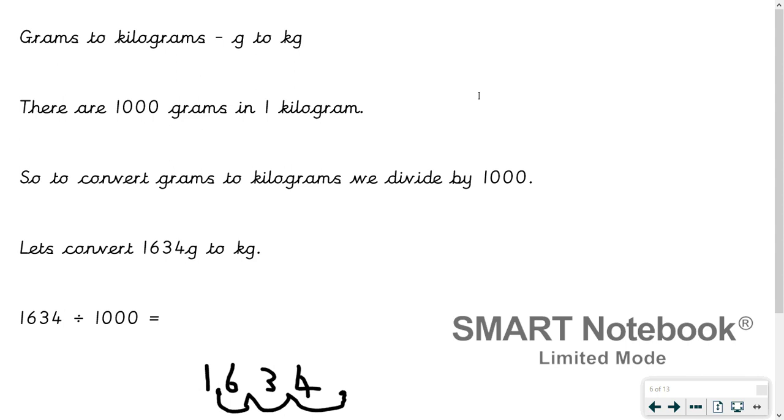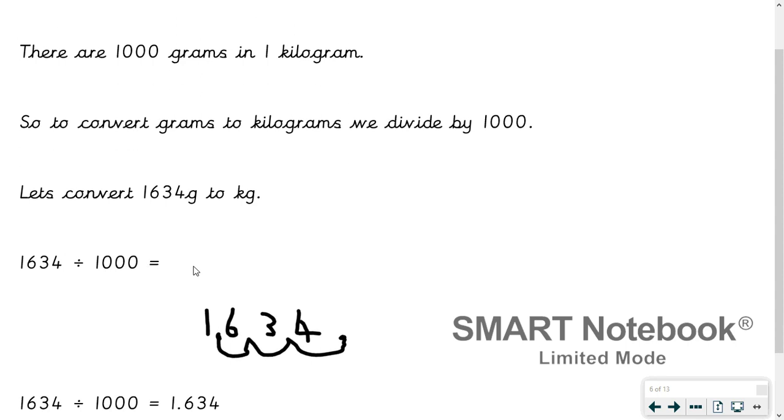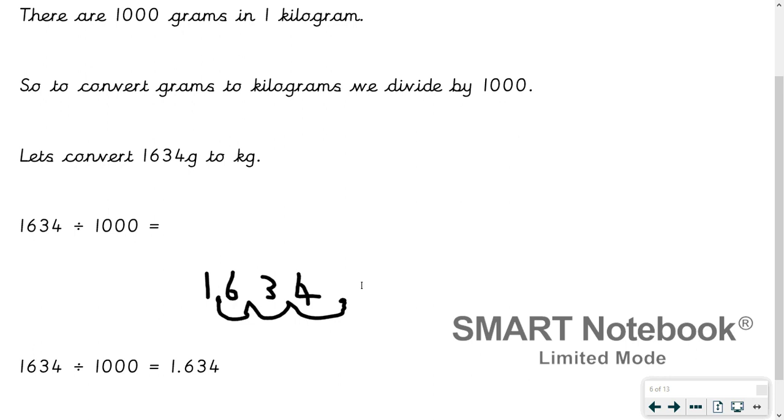We're going to divide by 1,000, because if we've got a large number of grams, it's going to be a smaller number of kilograms, so we're going to need to divide to get there. So let's convert 1,634 grams to kilograms. We do 1,634 divided by 1,000, because that's how many grams in a kilogram. So we do our decimal point jumpy method. We can do the bus stop and the written method, but it's so much easier to just bounce that decimal point. Now, when we're dividing, we go to the left.